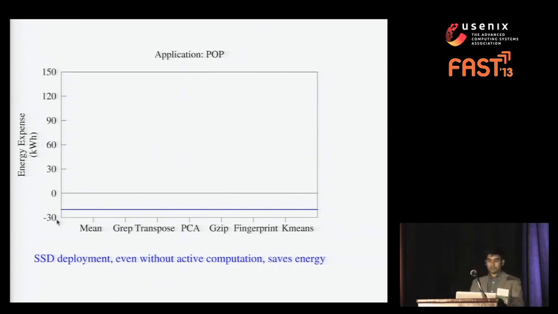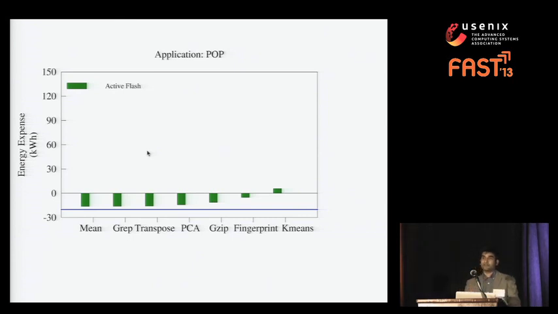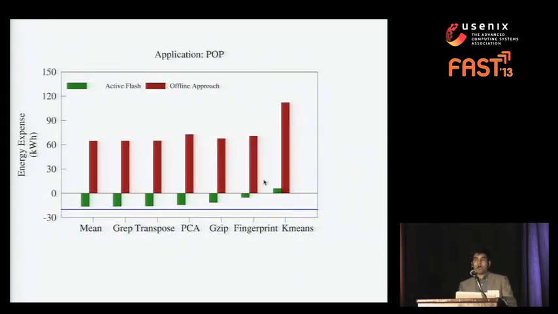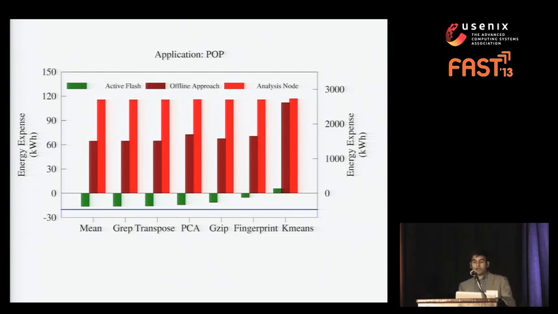We'll show that even just the SSD deployment, on the x-axis you see different analysis kernels, and on the y-axis you see different energy expense. Just deploying the SSD, doing no data analysis, actually saves some cost because the I/O throughput has increased and hence the simulation takes less time to run, so you save some energy. Deploying active flash on top of it incurs some more cost, but is good enough. This is just one application, Pop. There are other applications that show the same thing. The offline approach incurs a lot because of the data transfer cost and because of the idle time that it takes during redundant I/O. And the same is the case with the analysis node approach.